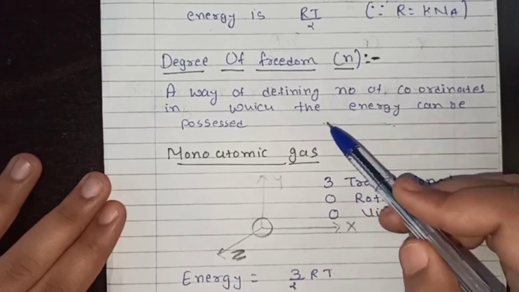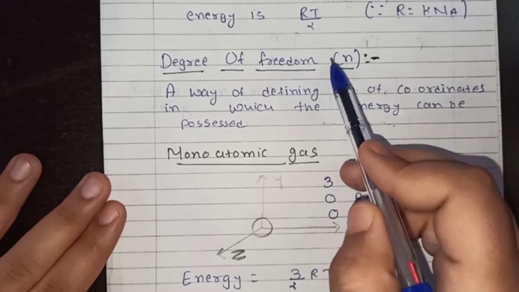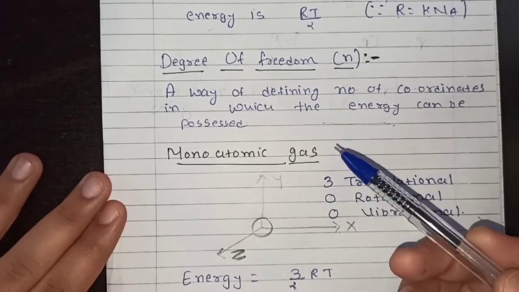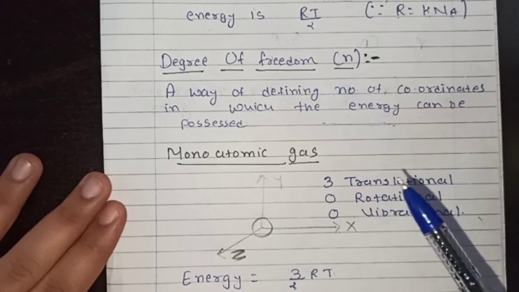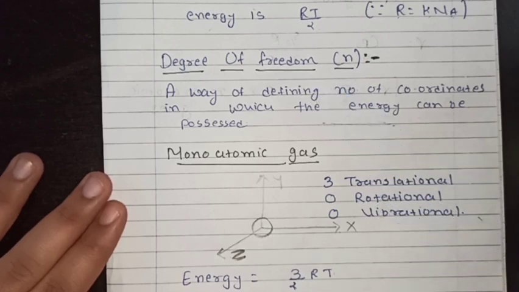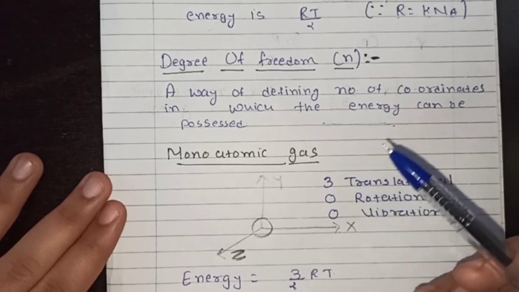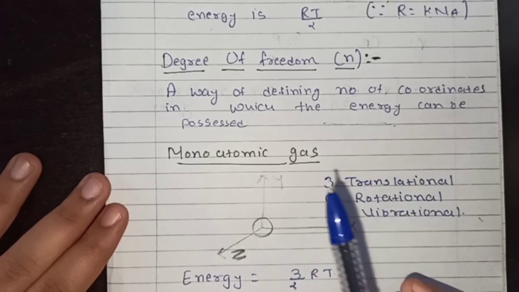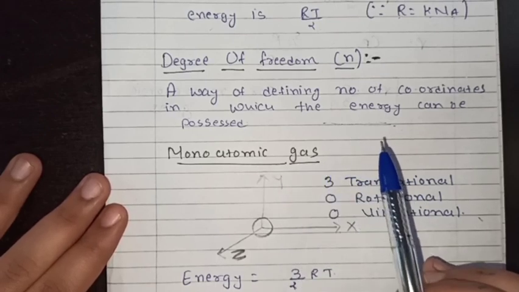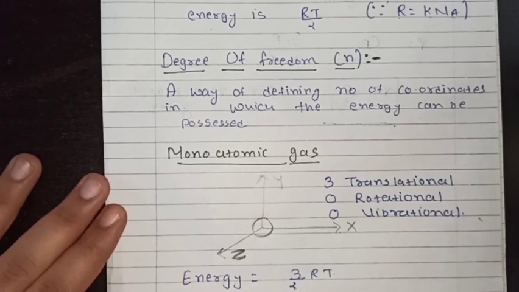If he is moving in this plane, then his energy is distributed along the x-axis as well as along the y-axis. If a bird is flying in this direction, in projectile direction, then at a time its x coordinates are changing, its y coordinates are changing, and its height is also changing. So its energy is distributed in 3 different coordinates. So simply, degree of freedom is the number of coordinates where the energy is distributed.